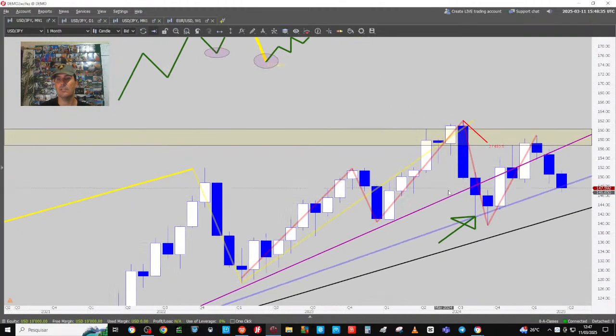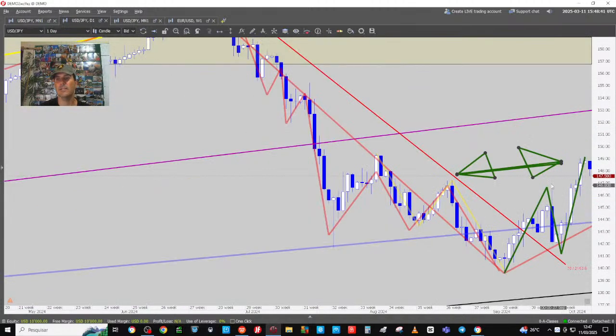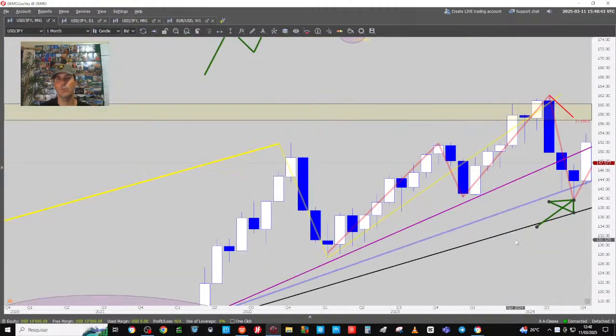But if you understand that the monthly made a low, and on the daily you can see higher highs, higher lows, why would you short the market on USD JPY any time frame? Why would you short USD JPY on any time frame? Does this make sense, everybody?